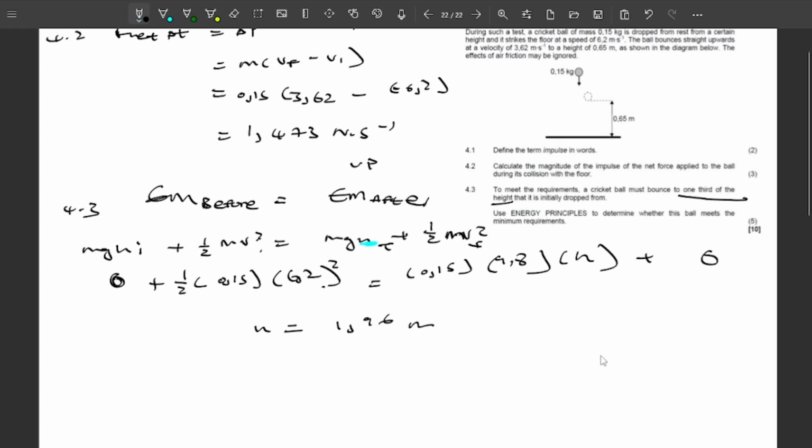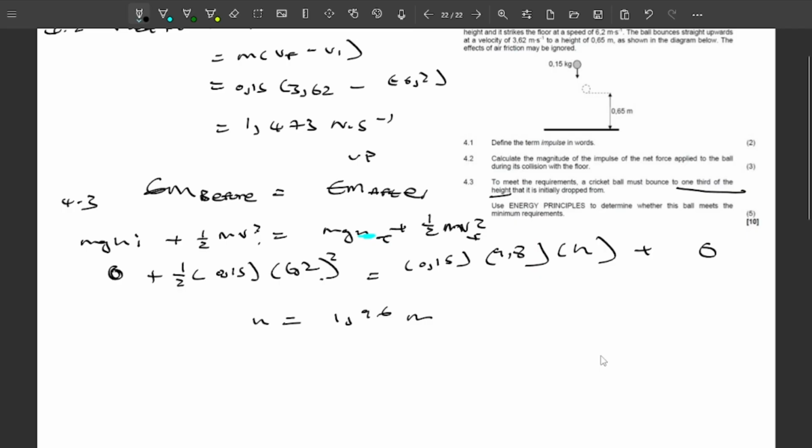Now, before I finish this question, we still left some part. Let me explain what I did right here. Right. So let's read the question. They said a cricket ball must bounce 1/3 of the height that it is initially dropped from. Initially dropped from, right? From the top. Top, just say top, bottom.